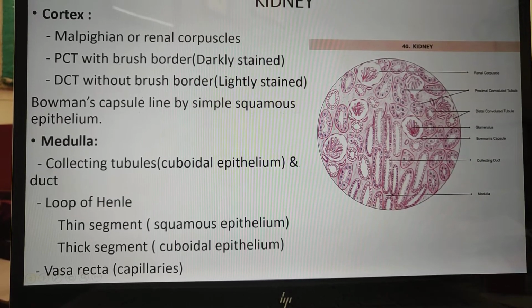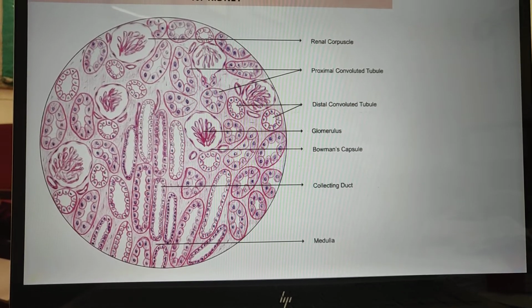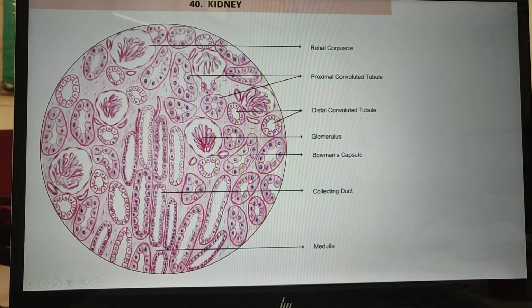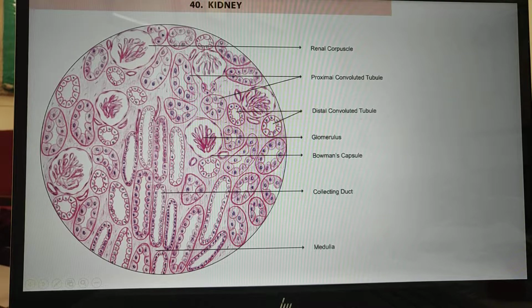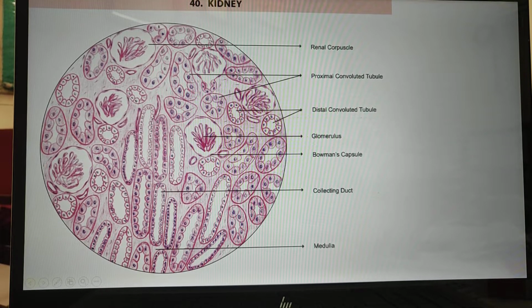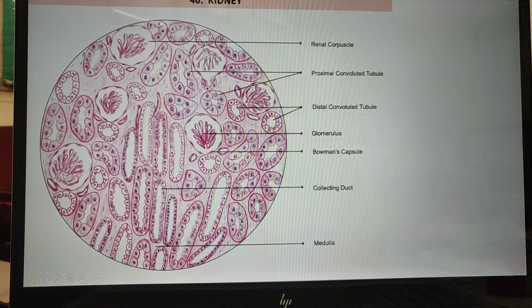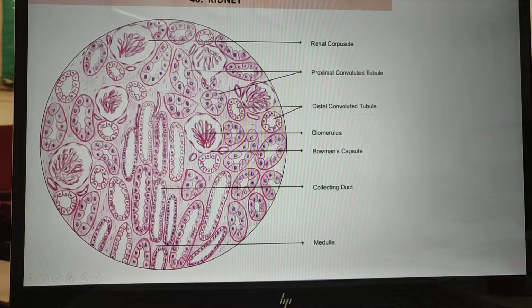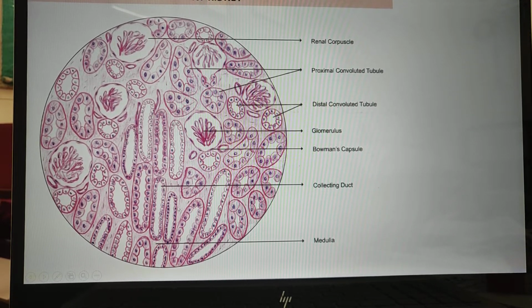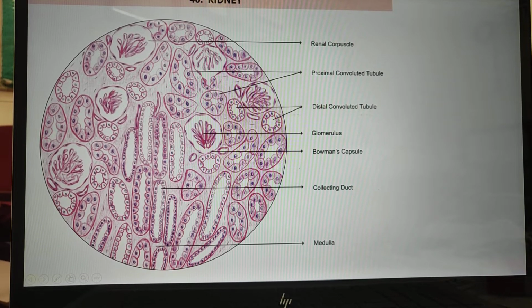Here basically you have to remember the kidney slide. This is the slide of the kidney, and you can see this is the renal corpuscle. This arrow here is also a renal corpuscle, and this is a proximal convoluted tubule and distal convoluted tubule. And this is the medullary portion of the kidney, where there is a presence of the collecting tubules and loop of Henle, lined by cuboidal epithelium.